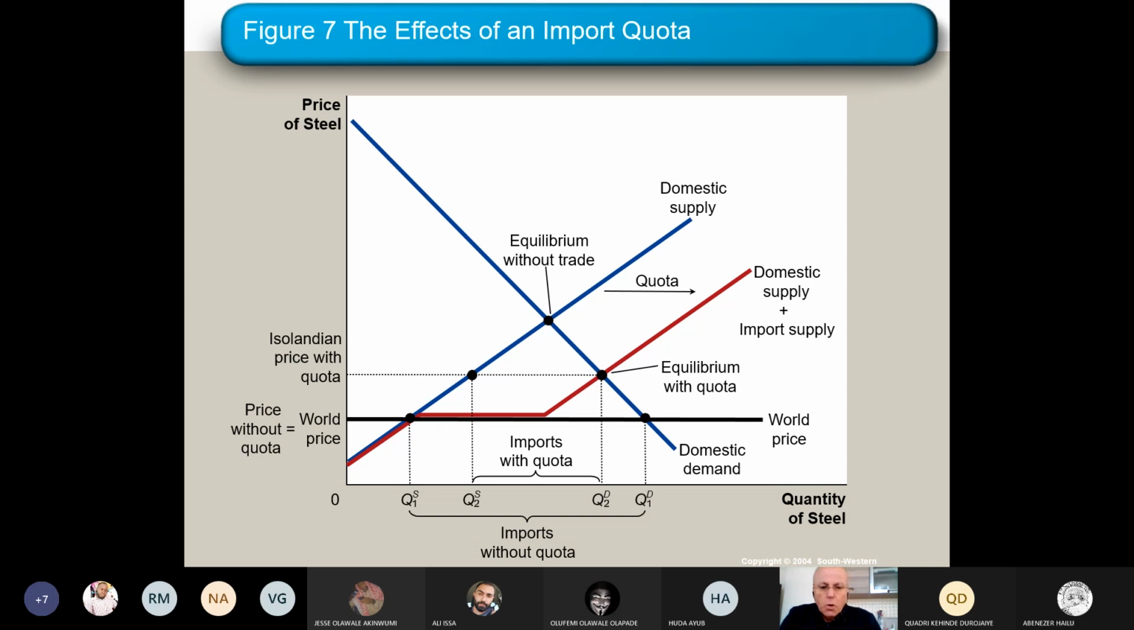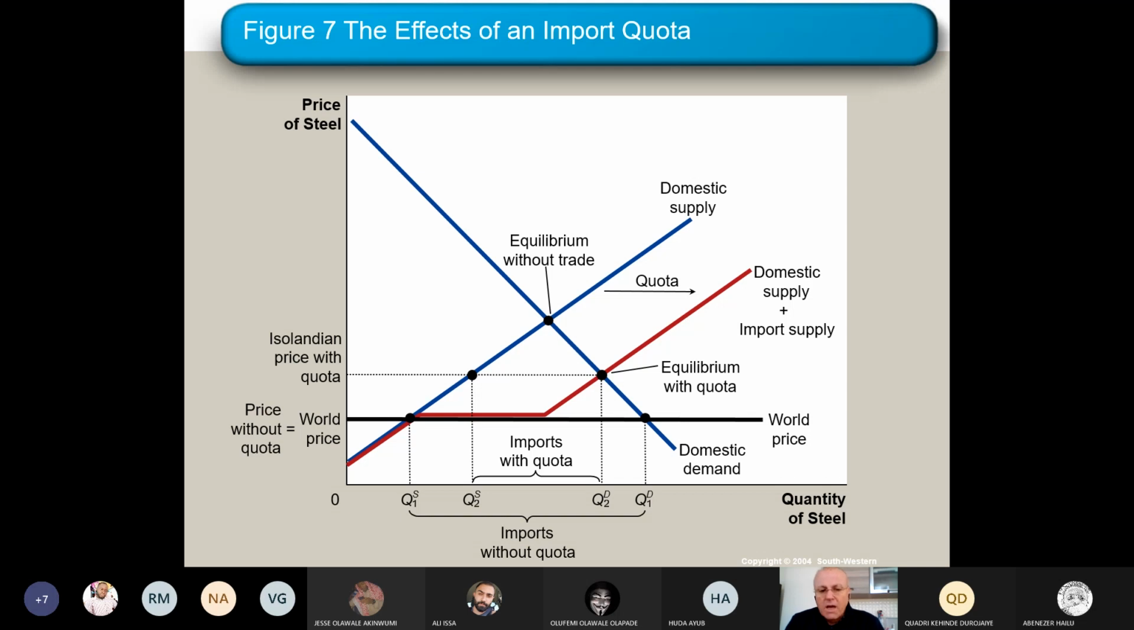As you see, the imports without quotas are the amount of QS1 and QS2, and if it is increased, the quota is of course increasing the production and reducing the importable goods, which is expected to become this red line, the domestic supply plus import supply, which is realized as a result of the quota, illustrated with this red colored line. And as you see, now the import with quota is restricted and reduced, as with the former tariff application, to QS2 to QD2. And this is of course good.